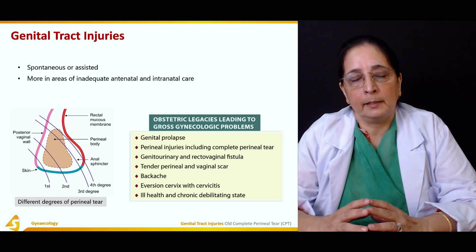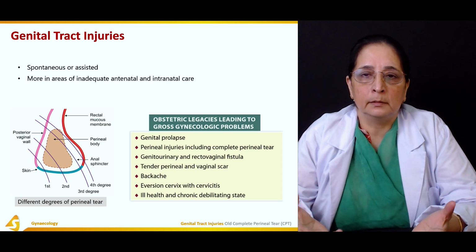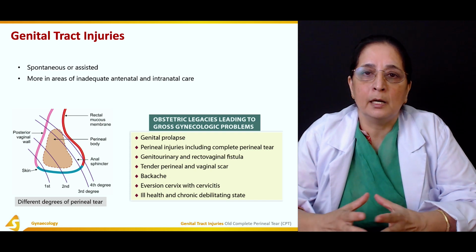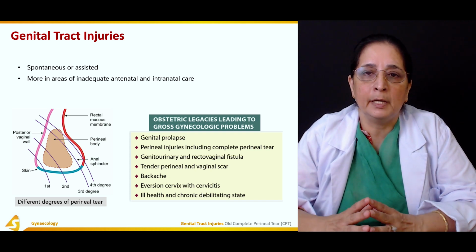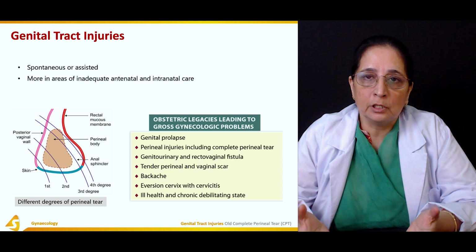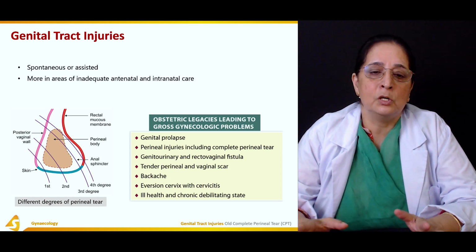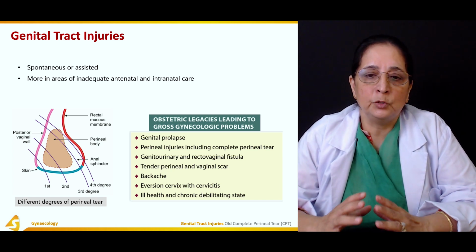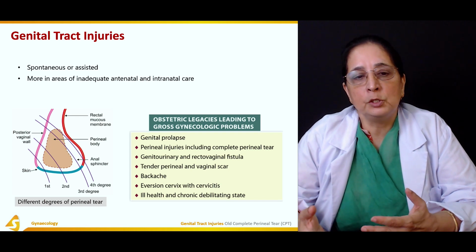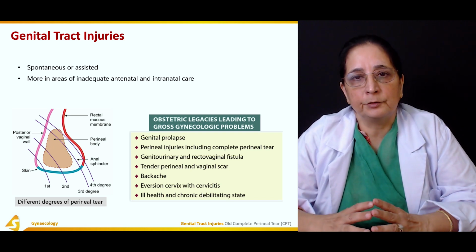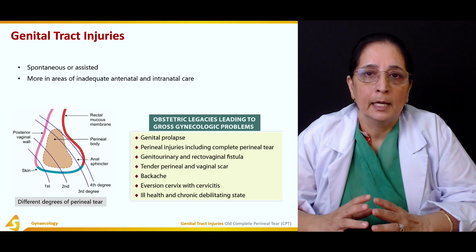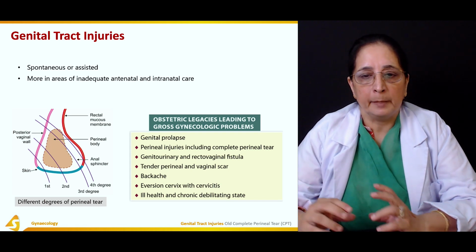If they have good enough capacity to deliver the baby, what's the position of the baby, nothing is known. So in those cases, usually it's very common to have genital tract injuries during the delivery of the baby.